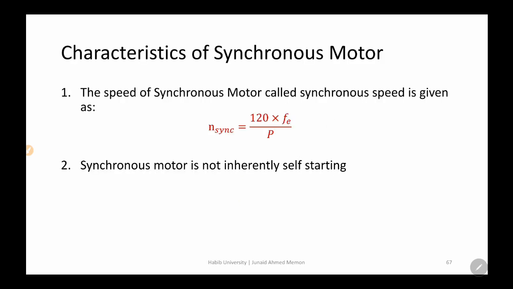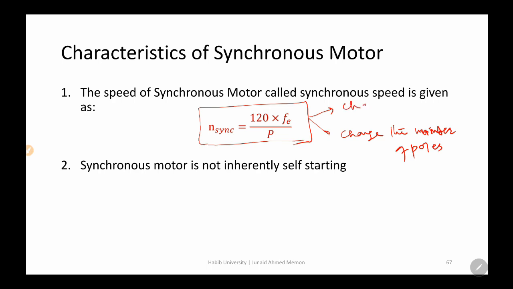Now I just want to quickly discuss some of the key characteristics of the synchronous motor, which make this motor a very interesting device. The synchronous motor runs at what we call the synchronous speed, and the synchronous speed is given by this formula which we derived in the synchronous generator. It's the same formula: synchronous speed depends upon the electrical frequency and the number of poles in the machine. What this equation means is that the only way to change the speed of the synchronous motor is to either change the number of poles, or change the electrical frequency of your electric power.